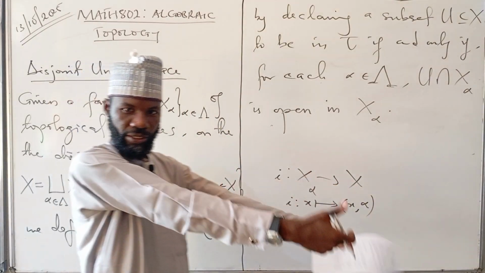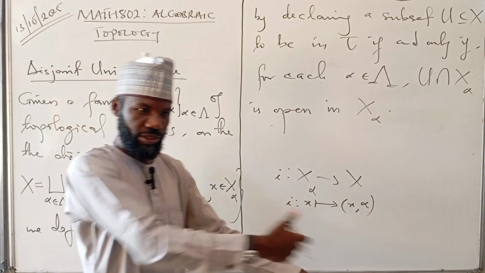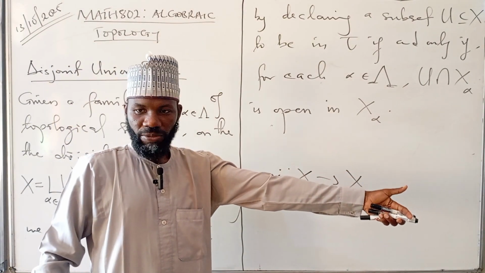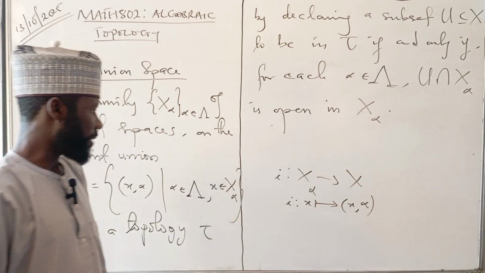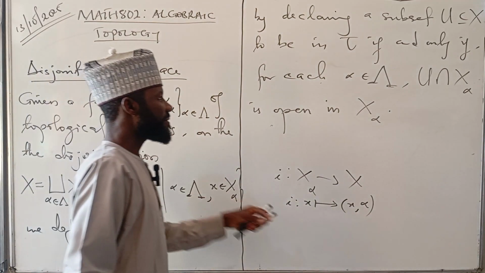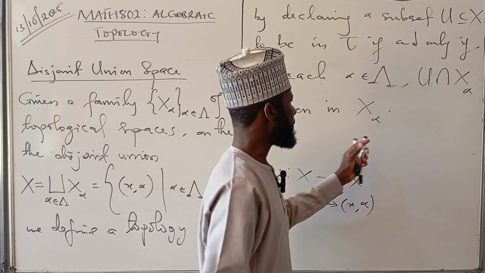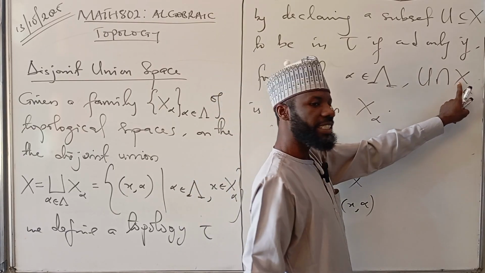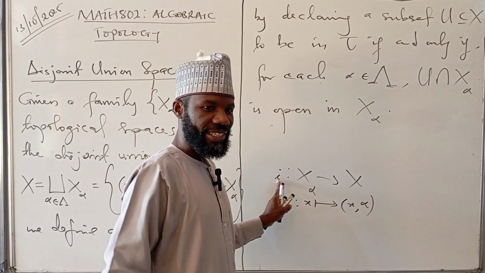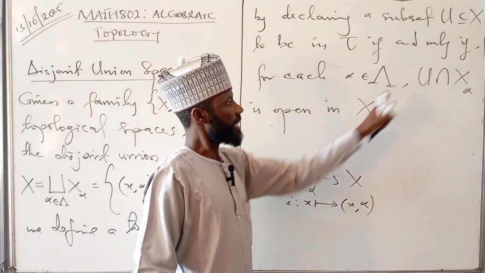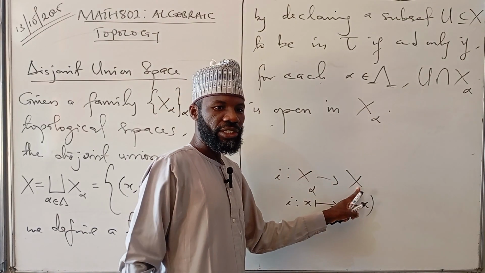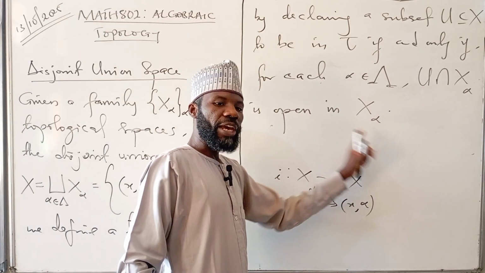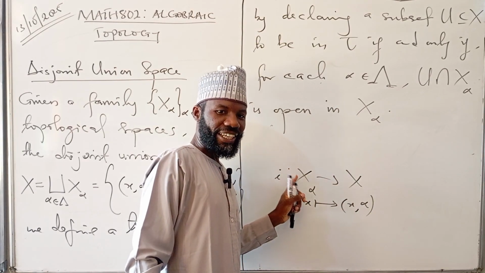So there is a copy inside, and it doesn't intersect the other copies. Are you following? Of the other X alphas. So we are thinking that we have already embedded. So if you embed, then this intersection is the intersection under this mapping, the intersection of U with this image. But then you now think of the pre-image of the intersection inside X.